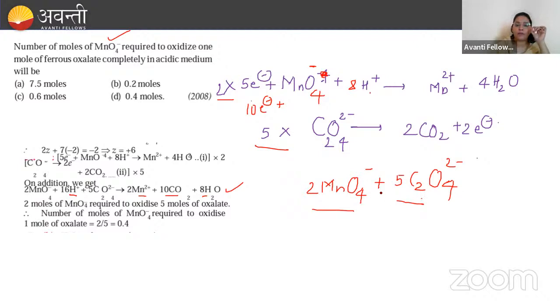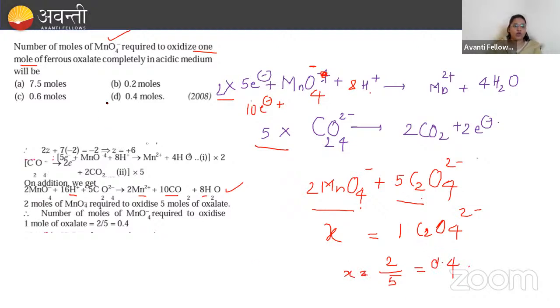So number of moles of MnO4 minus required to oxidize, how many moles we have asked? 1 mole will be. So 1 mole के लिए कितना आएगा? ठीक है, कितने मुझे MnO4 required होंगे अगर मुझे 1 मोल का C2O4 2 minus oxidize करना हो. So your answer is very simple. Just do the cross multiplication. You will get X is equal to 2 by 5. That is 0.4. So your answer is what? Option D, 0.4 moles. Okay. Any doubt in this?